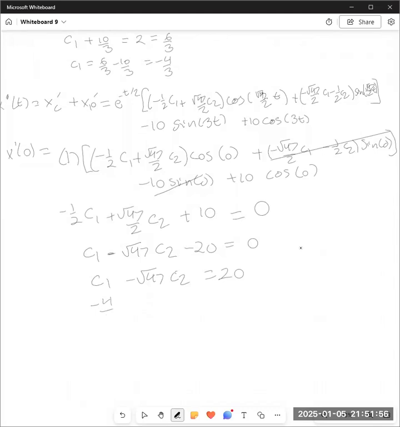Negative 4/3 minus root 47 c2 equals 20. Going to multiply everything by 3 here. Negative 4 minus 3 root 47 c2 equals 60. Add 4 to both sides. Negative 3 root 47 c2 equals 64.